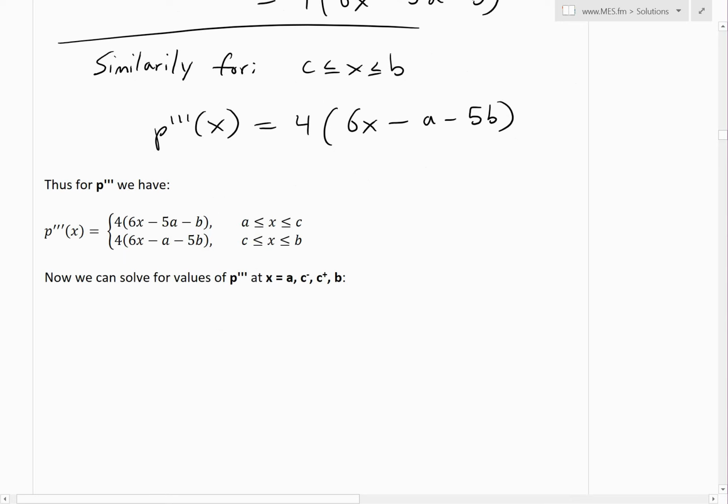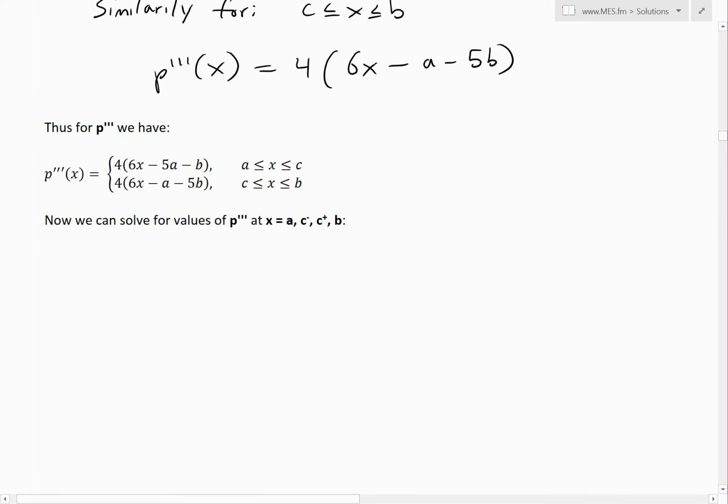Thus for the third derivative, we have this right here: p triple prime of x is 4 times 6x minus 5a minus b, for x greater than a and less than c, and then 6x minus a minus 5b for between c and b. And now we can solve for values of the third derivative at x equals a, at this c from the left side, c from the right side, and b.